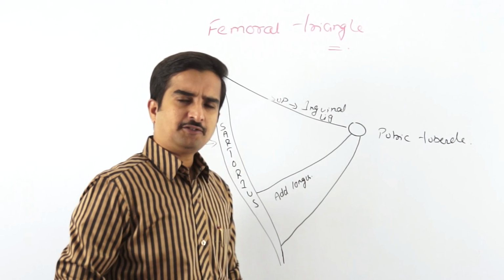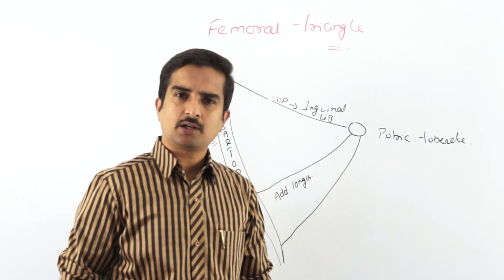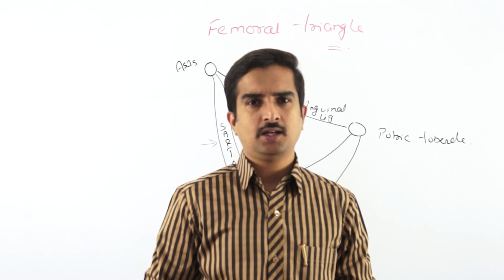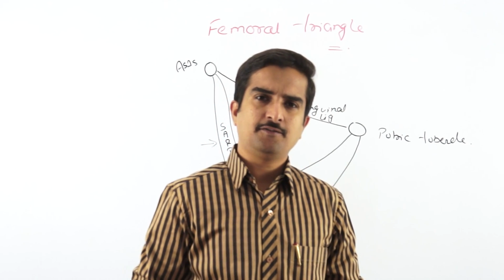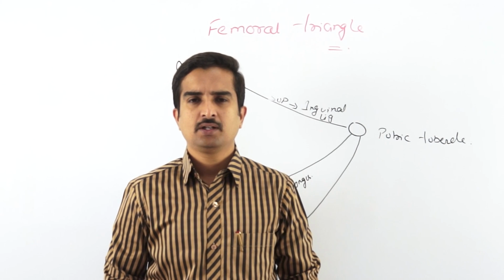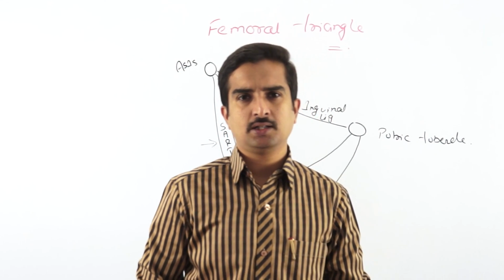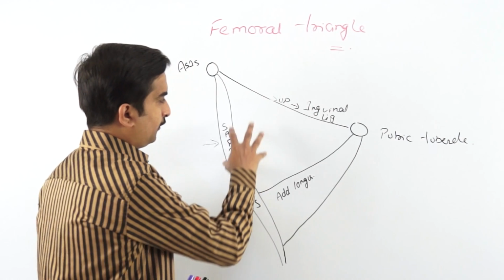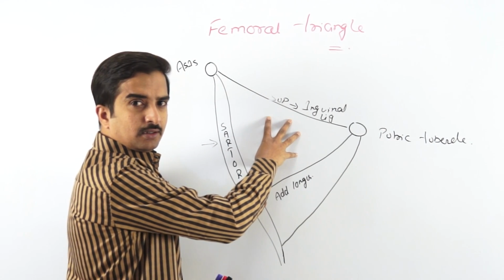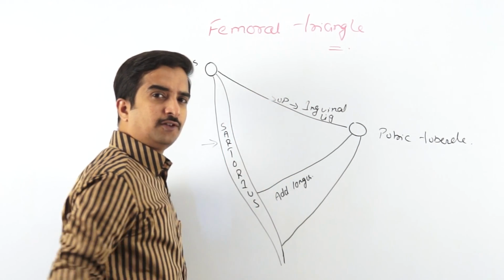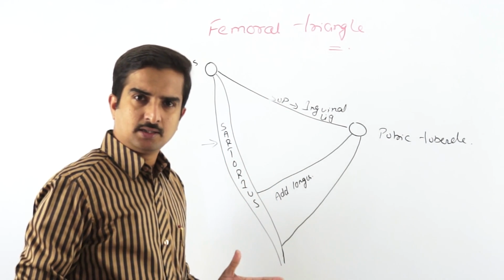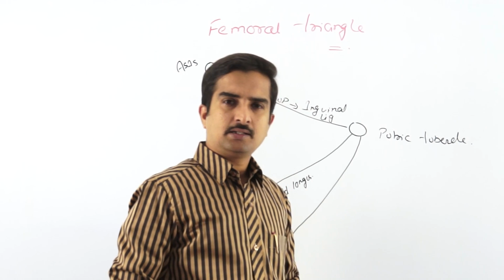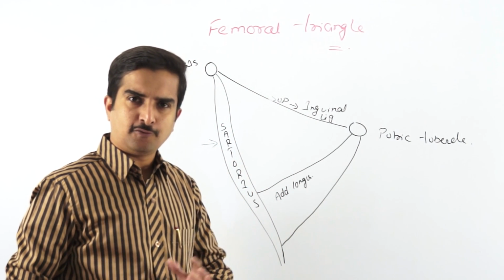So now, after we studied the boundaries of the femoral triangle, let us see the floor as well as the roof of the femoral triangle. First we shall discuss the floor of the triangle. After the floor, I am going to discuss the structures which are forming the roof. The structures which form the floor of the femoral triangle are totally 4 muscles. 2 muscles are on the medial side of the floor, and 2 muscles are on the lateral side.